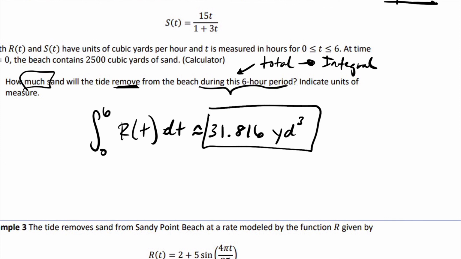So that means throughout the entire period, how much sand has been taken in by the beach, by the water? 31.816 cubic yards, almost 32 of those cubes after 6 hours. So if I had a cube that goes up 3 feet, over 3 feet, and is 3 feet deep, pretty big cube, after 6 hours the ocean has eaten up almost 32 of those cubes. That's a lot of sand, and that's just in 6 hours, right? So that's why they've got to pump sand on there too.